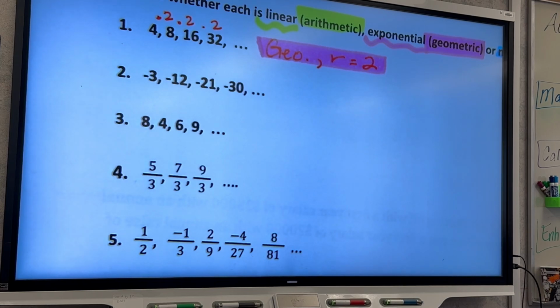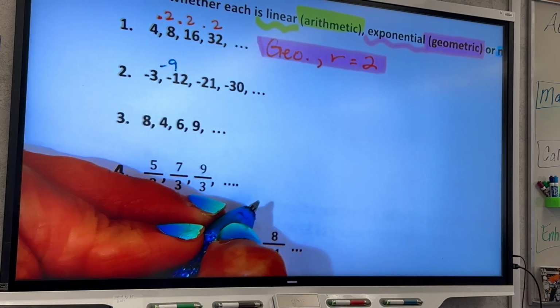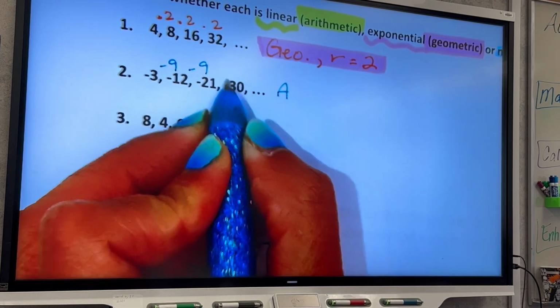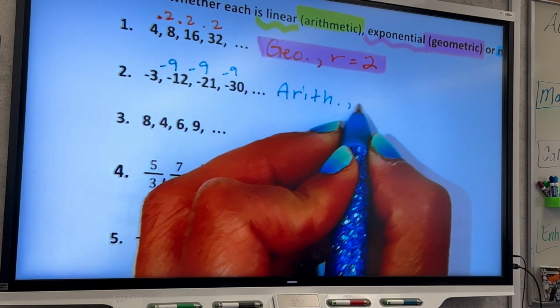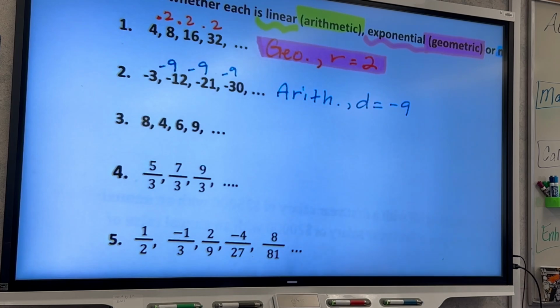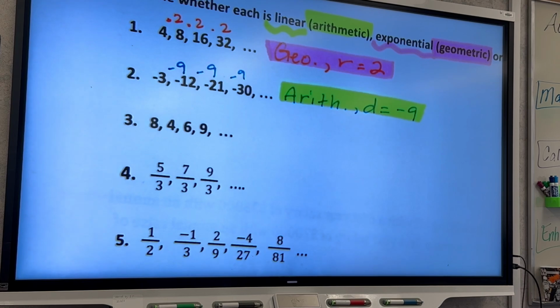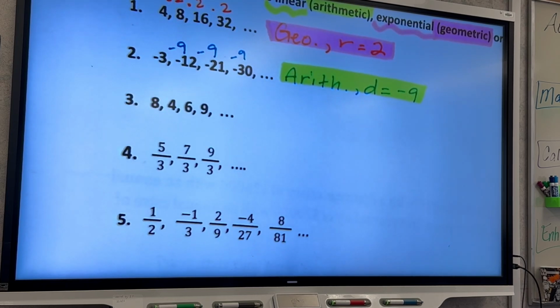All right, number 2, is it arithmetic, geometric, or neither? It's arithmetic, right. What is the common difference? -9. -9, right. -3 minus 9 is -12. -12 minus 9 is -21. And -21 minus 9 is -30. Gotta check them all. It is arithmetic, and the common difference is -9. So again, if it is arithmetic or geometric, you've got to state arithmetic or geometric, and you can abbreviate it. That's totally fine. But make sure you also list what its common ratio is and what its common difference is.